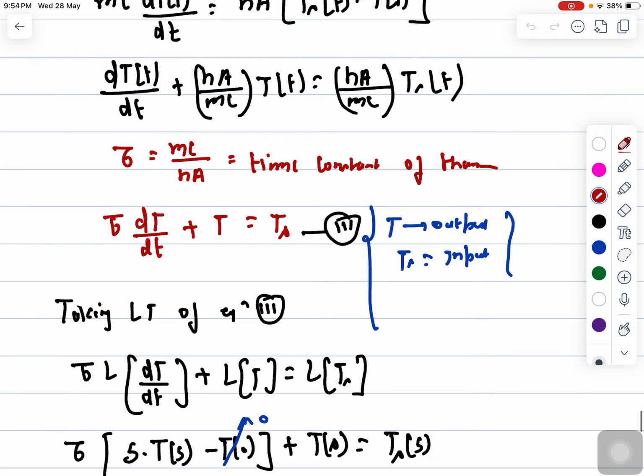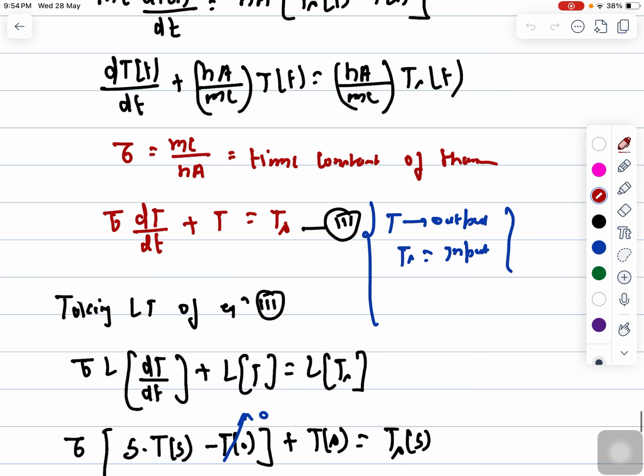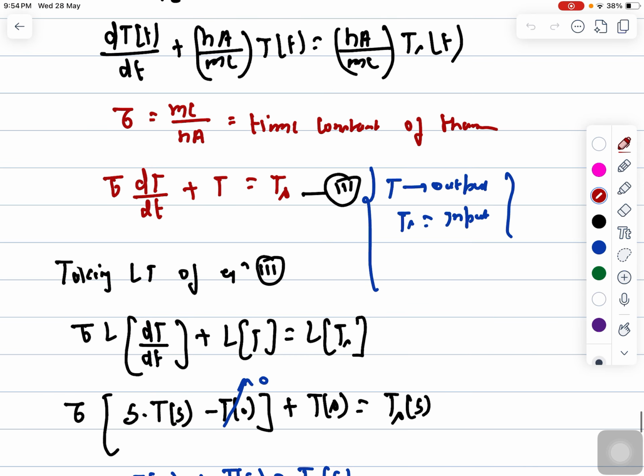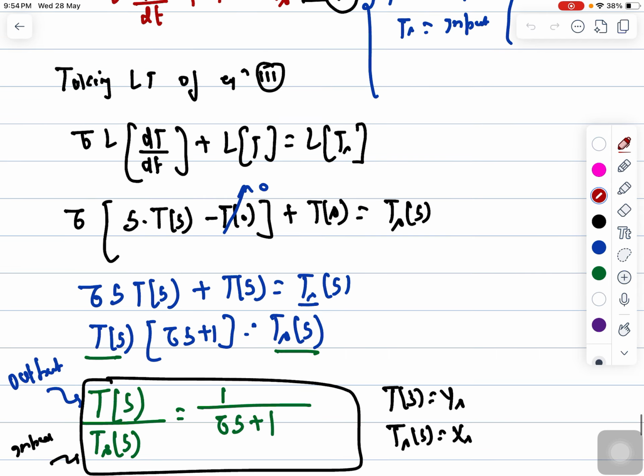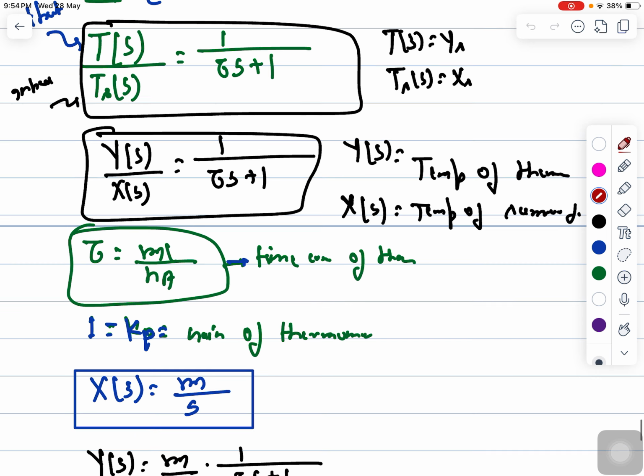And from there, while doing the energy balance, we have got equation 3, that is a first order differential equation, and if we take the Laplace transform of equation 3, we will be getting this kind of transfer function, Ys by Xs, where Ys is the temperature of the mercury and Xs is the step input, or kind of input, that you are providing for the mercury thermometer.